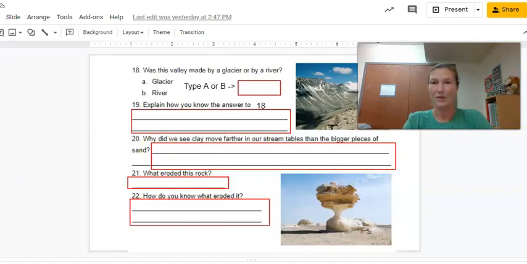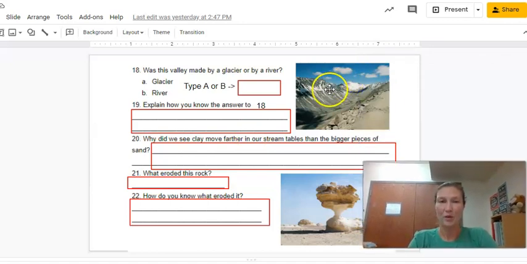All right, now looking at this picture up here, was this type of valley made by a glacier or by a river? So you can either type A for glacier or B for river in this box. Now, how do you know the answer to number 18? How could you tell if it was made by a glacier or a river?